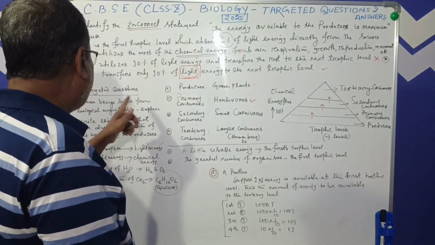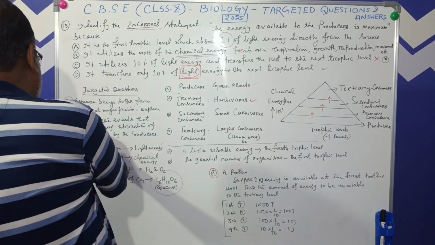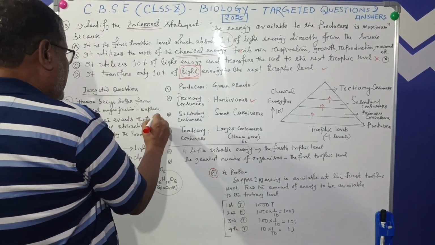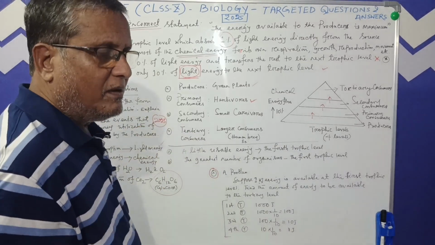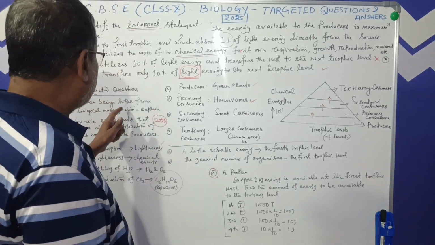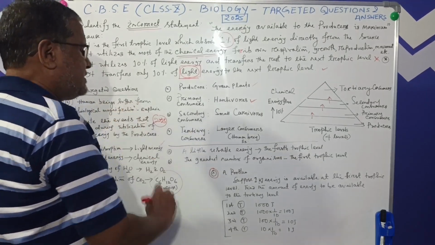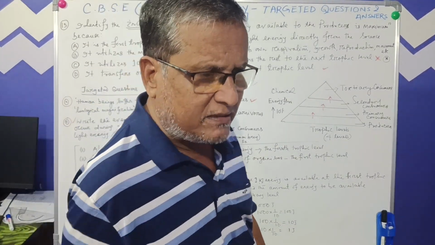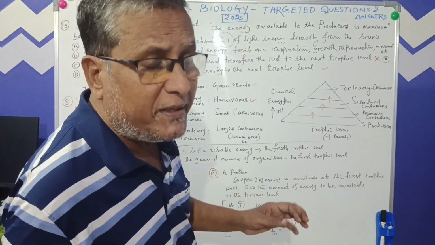So from our targeted questions, we have developed some questions. This question is already discussed, and this question was set in 2023. And from that concept, we have taken one question: human beings suffer from biological magnification. This is a very good question. It was also asked in the CBSE examination. Then explain what is biological magnification.